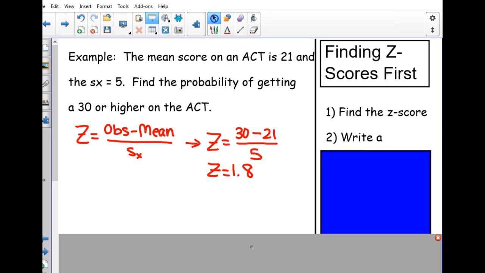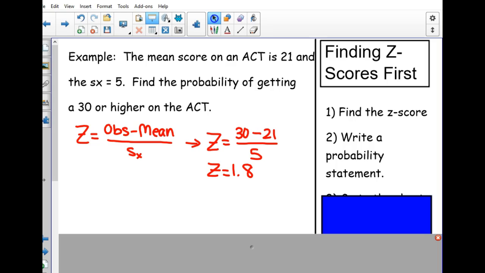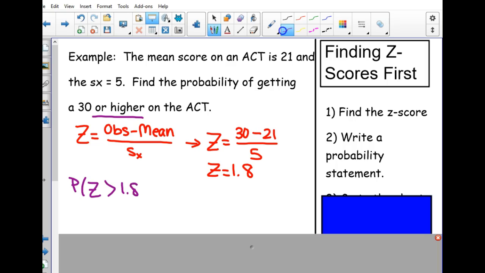All right, step 2. Write a probability statement. What are we trying to figure out? We're trying to figure out the probability of getting a 30 or higher. Pay attention to keywords. So the probability that z is what compared to 1.8? Yeah, greater than. And we can just put greater than. We don't have to put greater than or equal to. It doesn't matter. You won't get docked. If you look at different statistics books, some are just greater than, some are greater than or equal to. Doesn't matter. I'm going to keep it like this because this is what the high school book is like. Okay? So greater than 1.8.